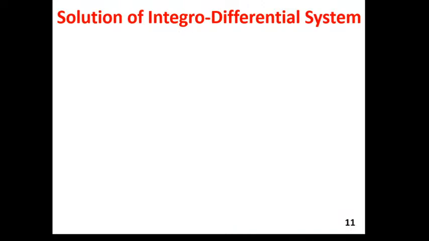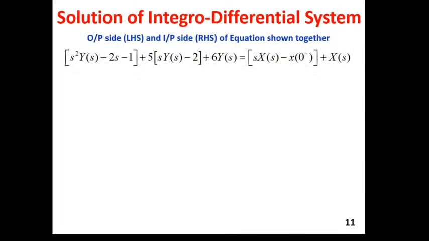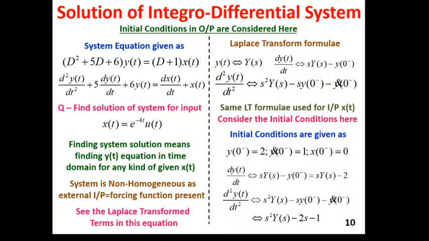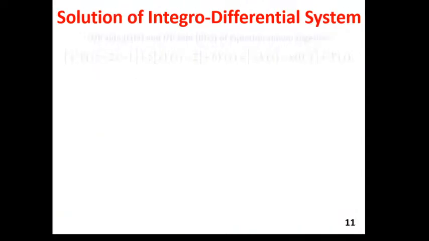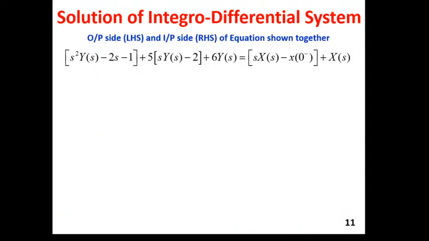Solution of an integro-differential equation. This is another application of Laplace transform, and another tool for system modeling. The previous equation is (D square plus 5D plus 6) y(t) equal to (D plus 1) x(t). If we substitute the second order and first order Laplace transforms with initial conditions, the system looks like this. These are standard formulas, there is no rocket science here.